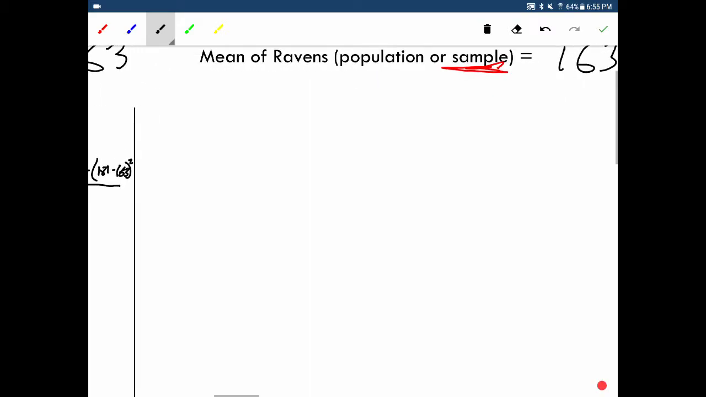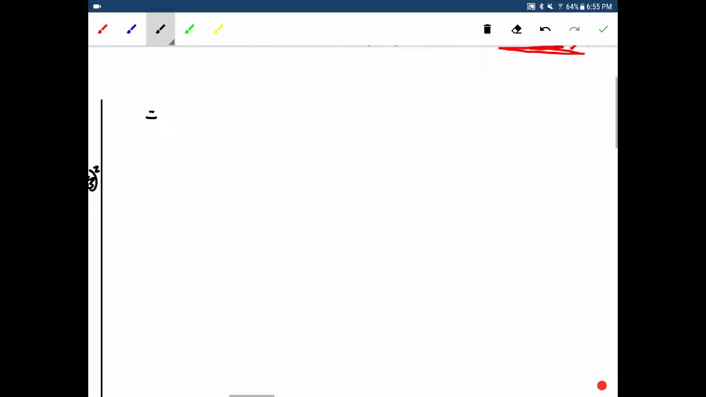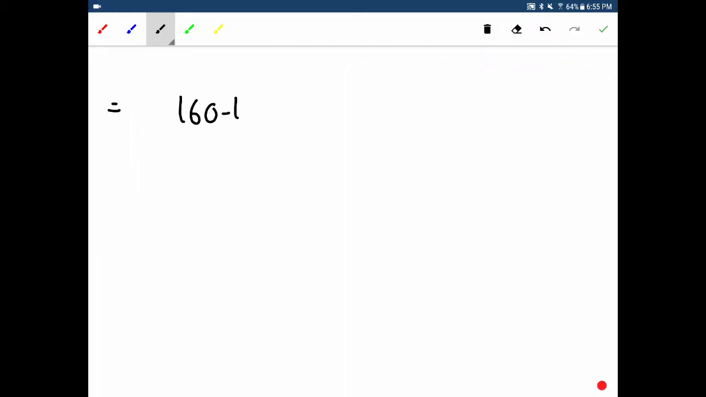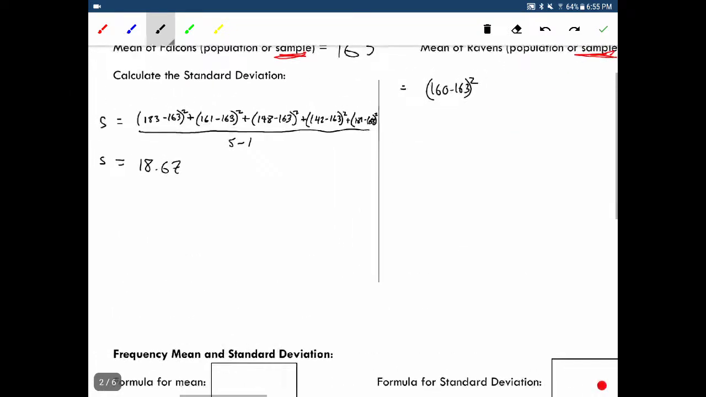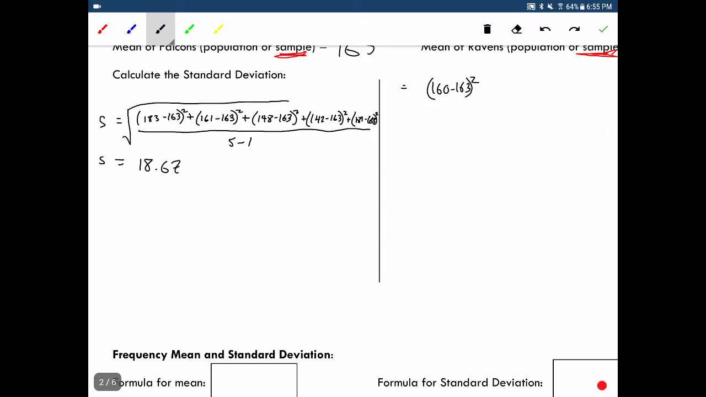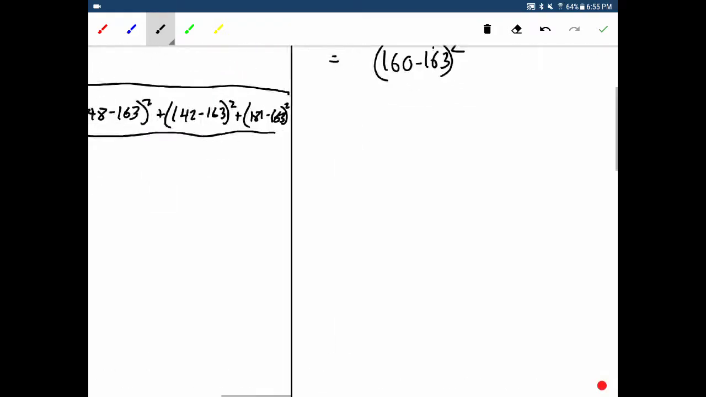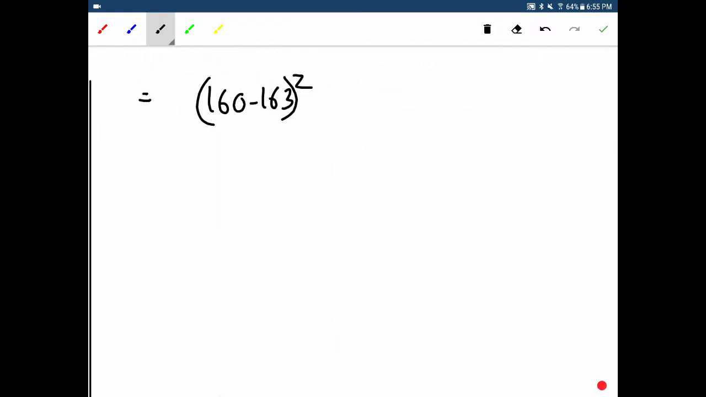So we're going to do it for the Ravens now. Again, we just take each piece of data. So we've got 160 minus 163 squared. Did I write, you know what I didn't do? Hold on. Before I continue and realize that I messed this all up, I forgot to put the square root sign over all this. So there's a square root over that. I did actually do that when I got the 18.67, so that does include the square root. Sorry about that.